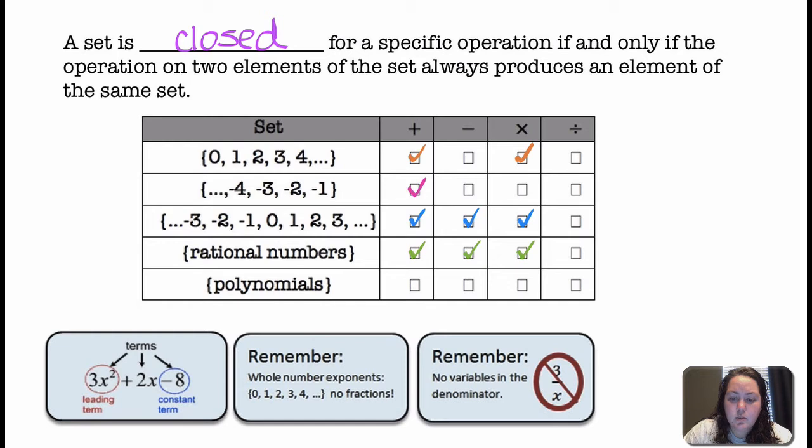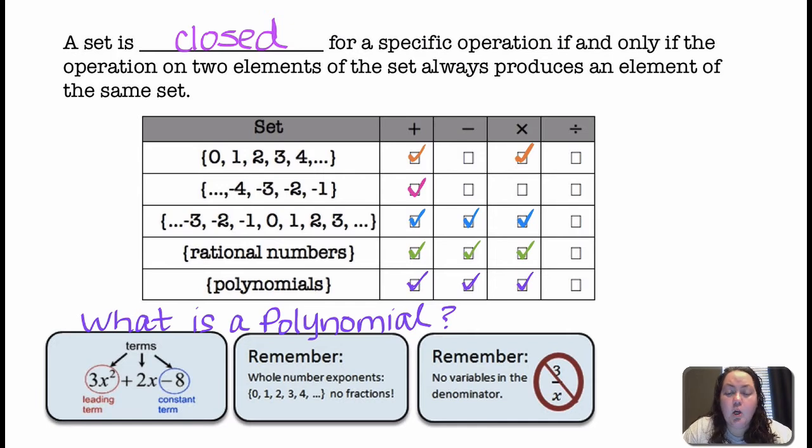And polynomials are also going to be closed under addition, subtraction, and multiplication. Polynomials are what you've been working with that we've been calling functions. A polynomial is made up of terms. It has a leading term, which is whichever one is to the highest degree, and it has constants. It doesn't necessarily have to have all of those. It has to have whole number exponents, so polynomials cannot have fractional exponents. And there's not allowed to be any variables in the denominator for it to be a polynomial.